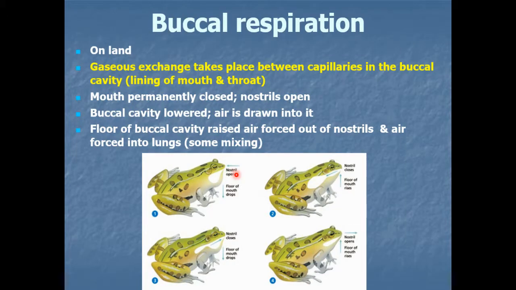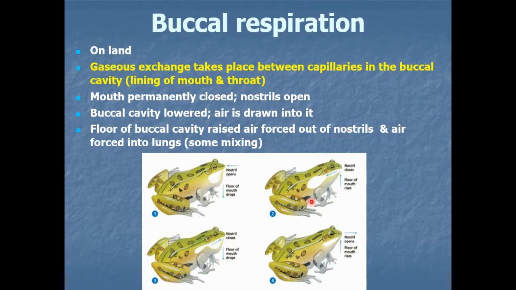For this respiration to happen, the first step is the nostrils have to open. So nostril opens. Once a nostril is opened, what happens? Air enters. Air enters into the mouth or buccal cavity. Now the floor of the mouth is dropped so that air can occupy that space. Now the air is filled in the mouth.